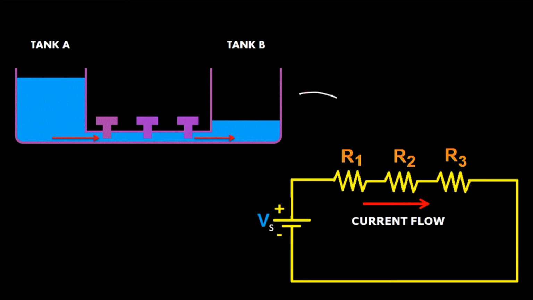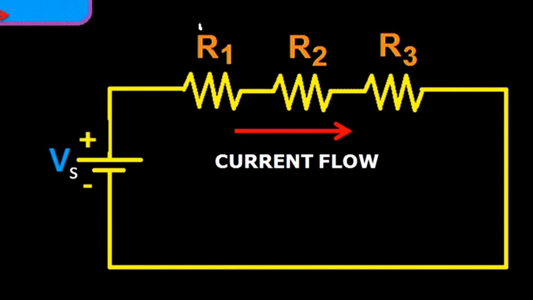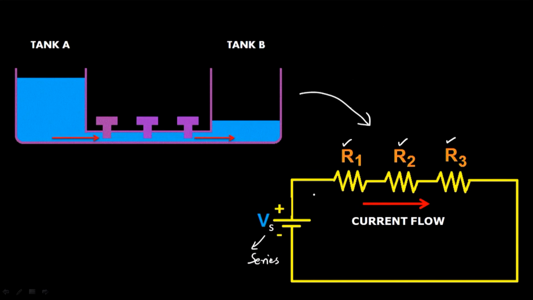The analogous circuit is looking like this. Here you can see the resistors R1, R2, R3 are connected in series, and the voltage supplied is Vs. The S is used to denote it is a series connection, and the current is flowing in this direction. We have observed in the water tank analogy that each gate valve has its own contribution towards reducing the speed of water flow. Similarly, here you can see that each resistor has its own contribution towards dropping the voltage across the resistor.